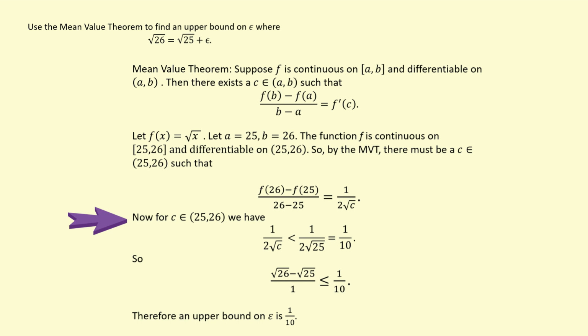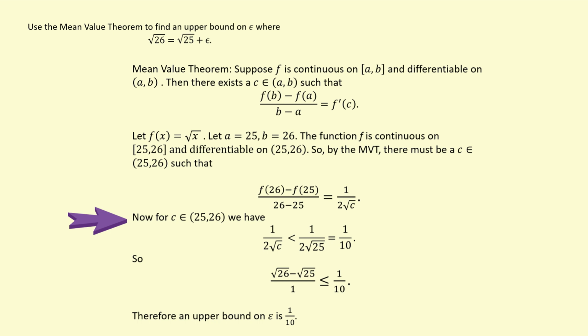Now we've got to find an upper bound on this error, which is this 1 on 2 times the square root of c. So the observation we have to make is for c anywhere in this interval between 25 and 26, it's clear that 1 on 2 times the square root of c is less than 1 on 2 times the square root of 25, which is equal to a tenth.